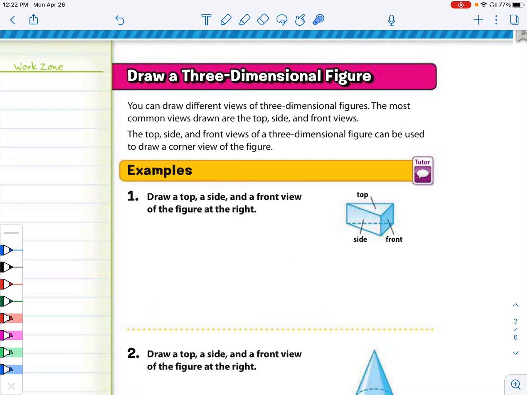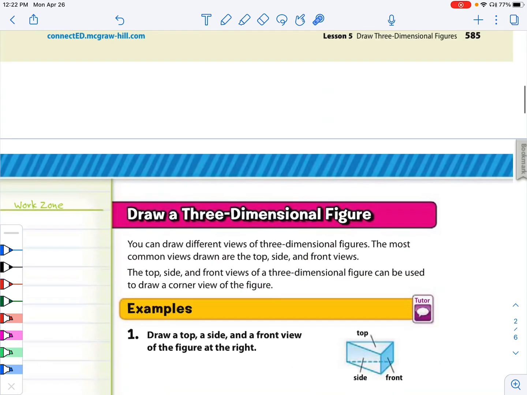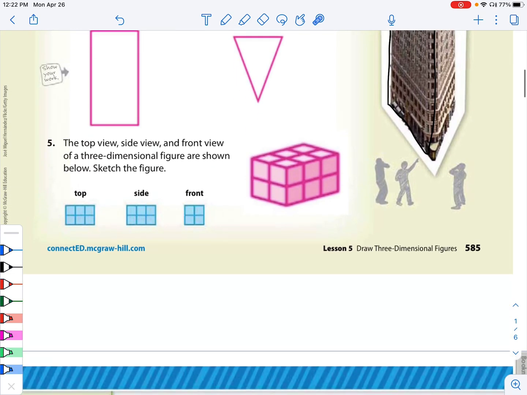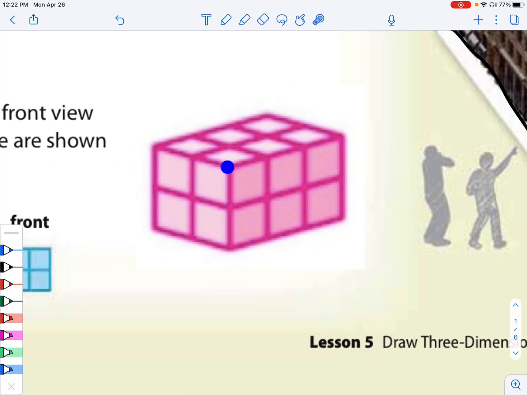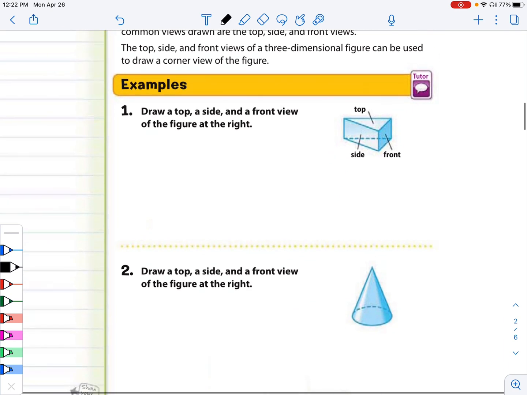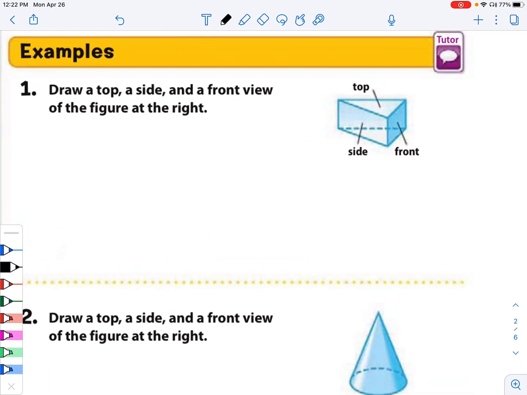Okay, so when you think about the corner view, think about the Flatiron building right here. This is the corner view of it because you don't see the back view. Think about this particular figure. This is also the corner view. If I am here, for example, and I am looking at this, this is how I'm going to see the corner view of this figure. And that's what it means when it says the corner view. Okay, so draw the top and side and front view of the figure drawn at the right. Okay, so you have the top view, which is obviously a triangle.